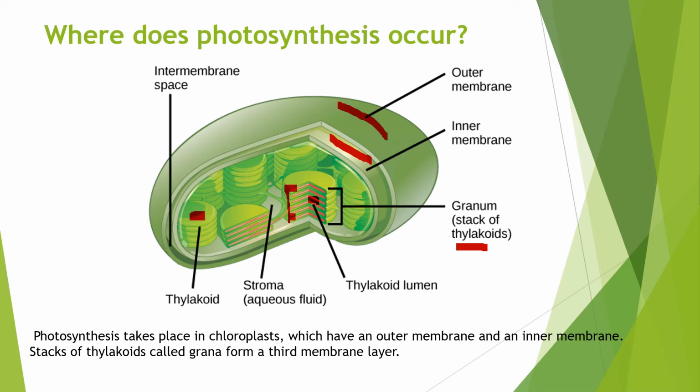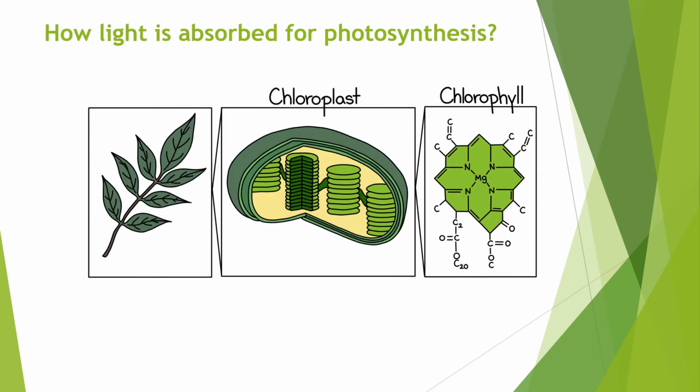Another part of the chloroplast is the stroma. The stroma is a liquid filled space surrounding the granum. So those are the parts of the chloroplast where photosynthesis takes place. Knowing the different parts of the chloroplast, the next question is how light is absorbed for photosynthesis.